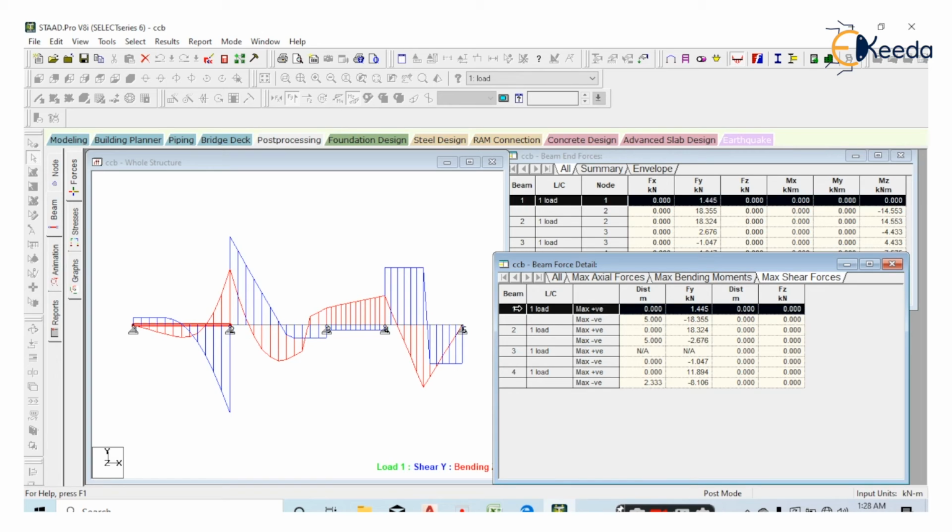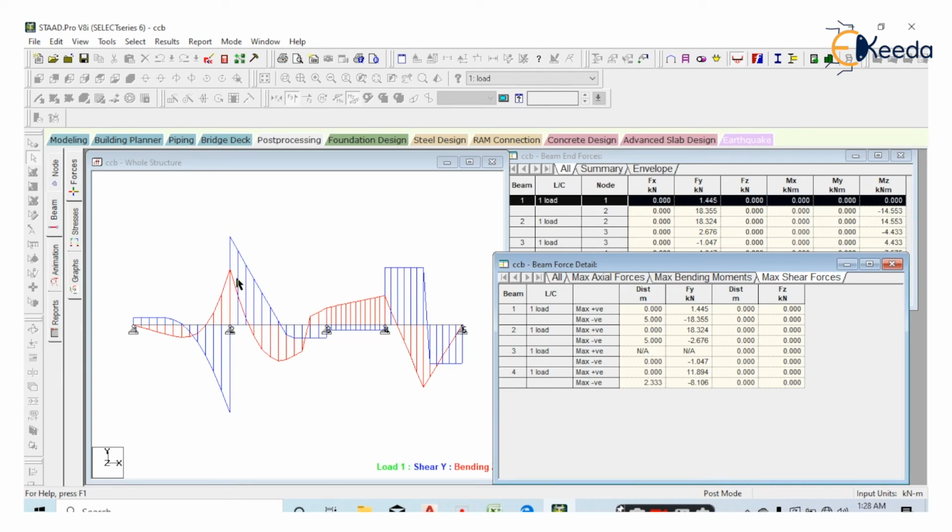Okay, next is maximum shear force. You can see maximum shear force values for beam number 1. Positive shear force is 1.445 kilonewton and a negative shear force is 18.355 kilonewton at the distance of 5 meter, and the positive shear force is at the distance of 0 meter, means start point of the beam, and 5 means at the end point of the beam.